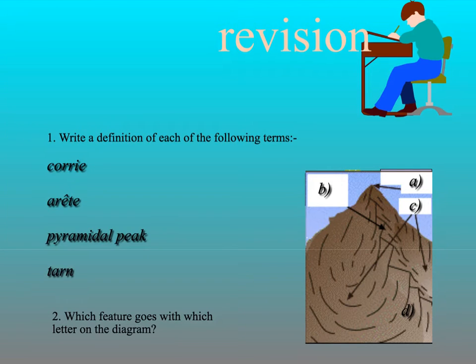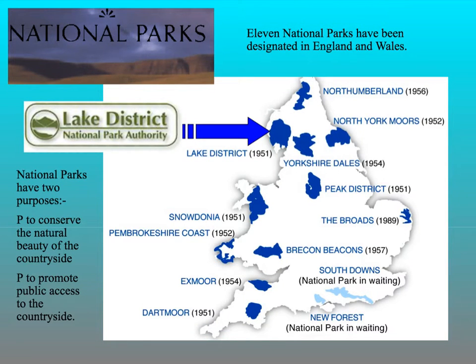Just a small task for you to consolidate your learning, so it might be a good idea to pause the video here. Now areas of glaciation are sometimes turned into national parks because the scenery is so breathtaking that large amounts of tourists want to visit these areas to take pictures and experience the scenery firsthand.